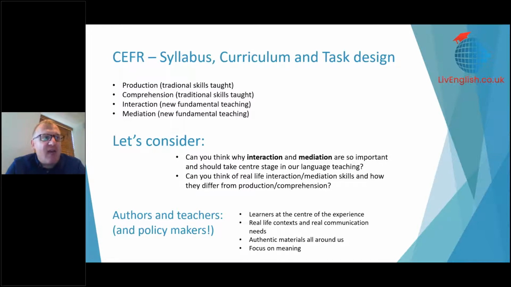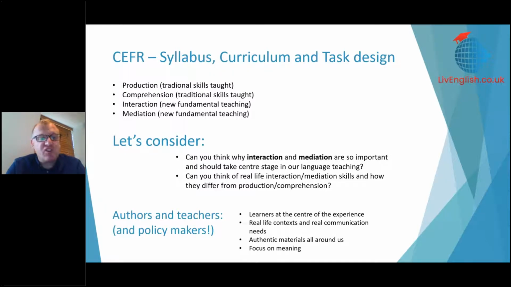Could you think of real life interaction and mediation skills and how they differ from production and comprehension? I gave you a few hints earlier on when I was trying to describe them, but sometimes it's good to think about real examples. What would my student be interacting, and when would my student be mediating? Envisage a real situation and teach it, practice it.